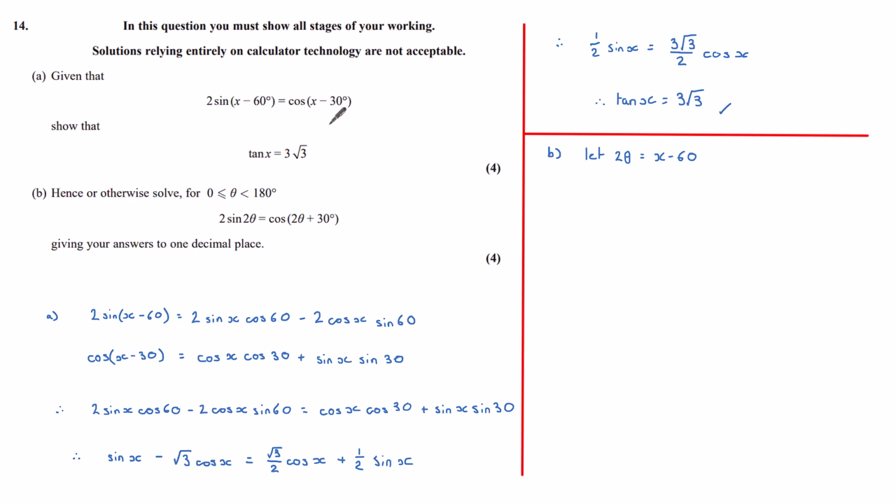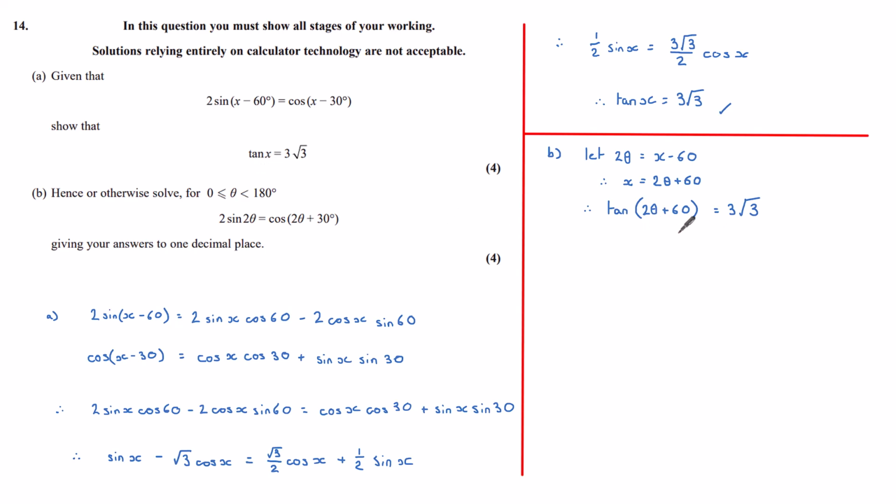Now in Part A we had 2 lots of sine (x minus 60). Now we've got 2 lots of sine 2 theta, and so if we use the substitution 2 theta is equal to x minus 60, we can then use the simplified expression in Part B. Rearranging by adding the 60, we've got that x is equal to 2 theta plus 60. This allows us to write that tan of (2 theta plus 60) is equal to 3 root 3.